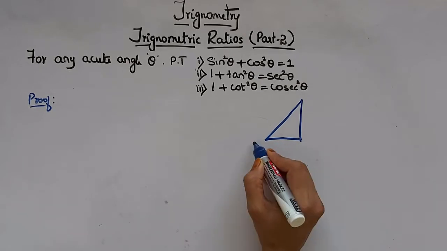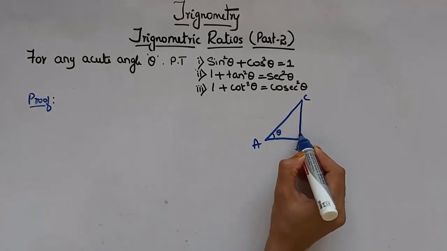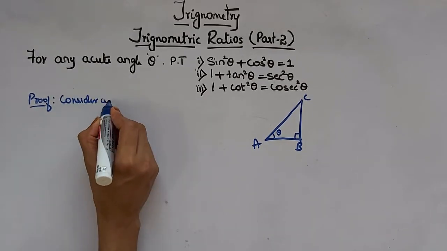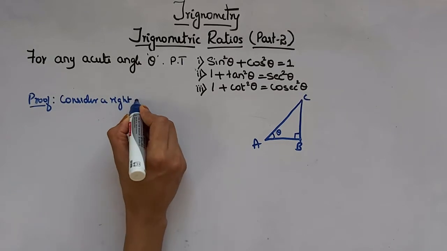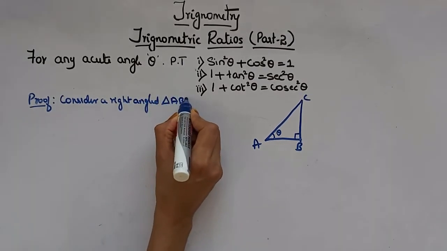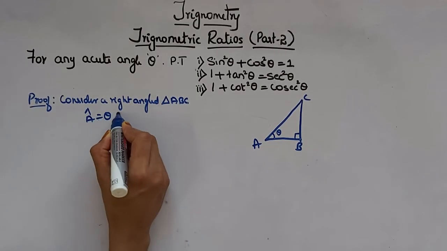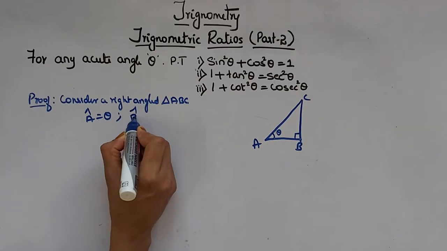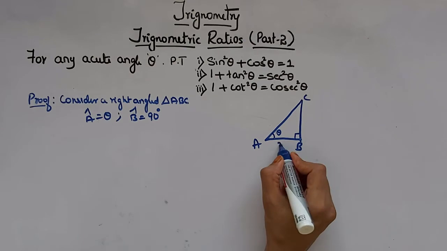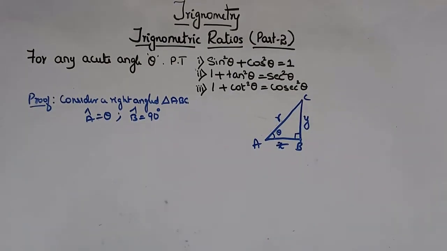So we have a triangle ABC where theta is the angle A and B is 90 degrees. So let's write in words, consider a right angle triangle ABC where angle A is theta and angle B is 90 degrees, right? So let AB be x units, BC be y units, AC be r units.